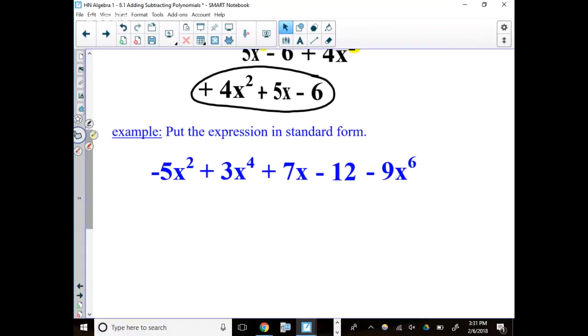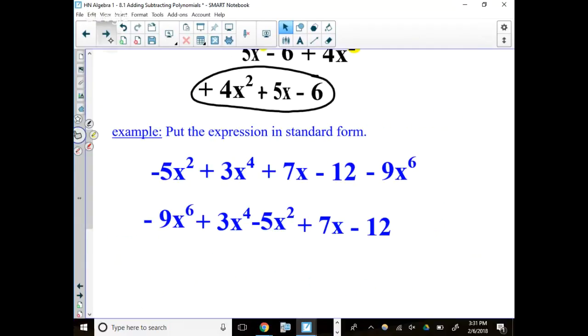Okay, so we would start with the highest exponent on the variable, which is negative 9x to the 6th. Then we're going to do plus 3x to the 4th. Then minus 5x squared plus 7x. And then we have our constant term. Since there's no variable, it goes last, minus 12. Okay, so that would be it in standard form.